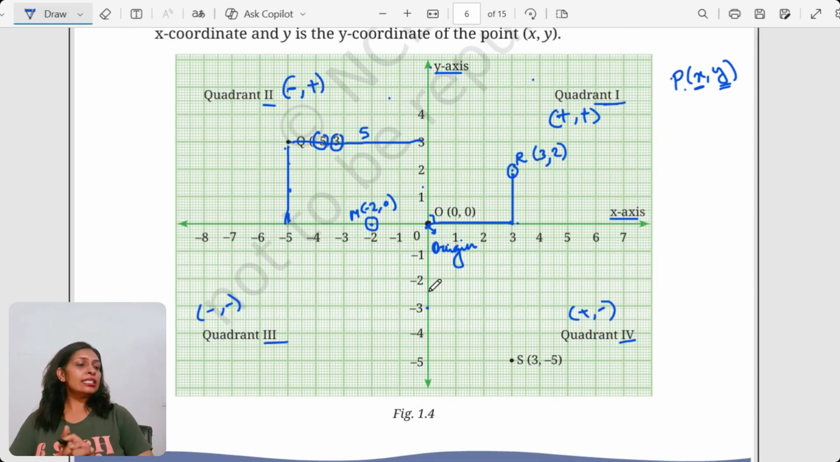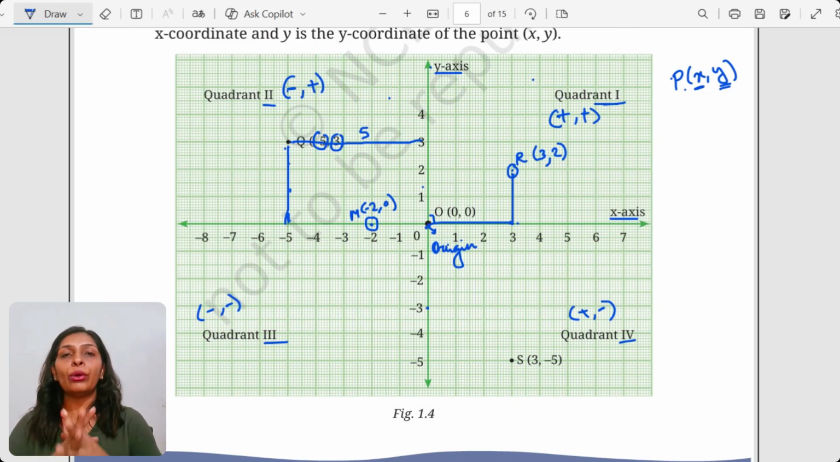All right, my students. So here we have covered the whole Cartesian plane in the first video. I kept it very short and simple so that you can understand the Cartesian plane well. In the upcoming videos, we will extend this concept further for applications.